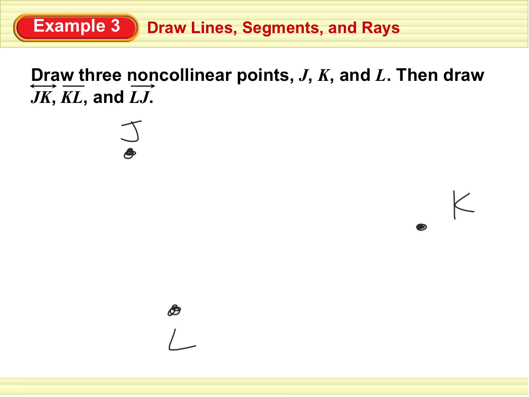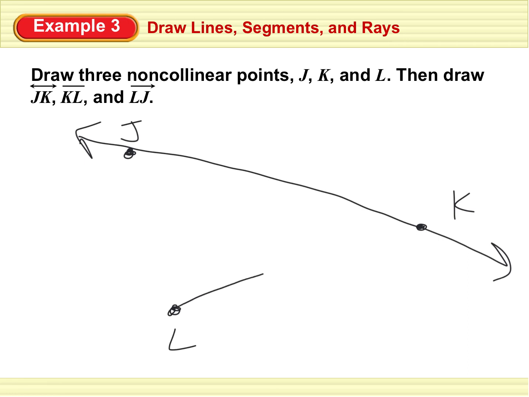Okay. Now it wants us to draw. What's that first symbol? JK. What's that symbol? A line. So I'm going to draw a line from J to K. Goes through, has arrows on the sides. What's that next symbol with KL? Segment. Good. So that starts at L and ends at K, or starts at K, ends at L. What's that last symbol on L and J? It's a ray. Where do I start? At L. Okay, read left to right. Start at L, go through J.